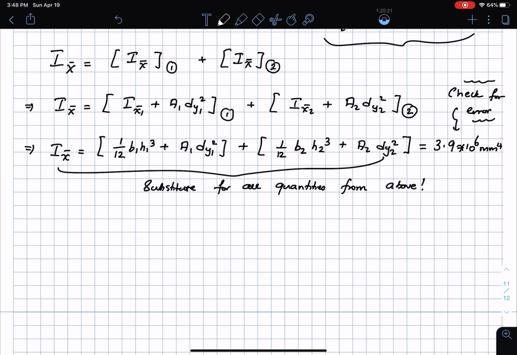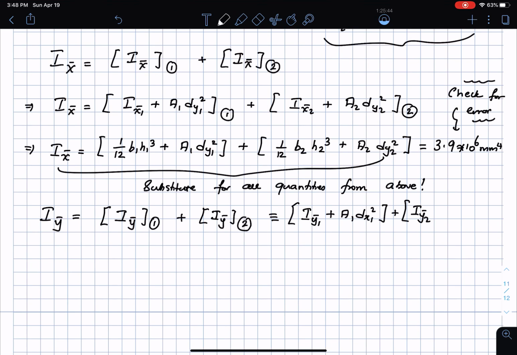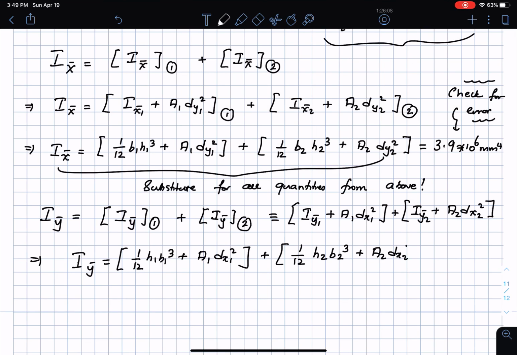Okay, then Iy bar likewise is going to be the following. Iy bar is going to be Iy bar for the first shape plus Iy bar for the second shape, which is going to be Iy1 bar plus A1 dx1 square, parallel axis theorem, plus Iy2 bar plus A2 times dx2 square. Or if I do the substitutions, Iy bar is going to be 1/12 h1 b1 cube plus A1 times dx1 square, plus 1/12 h2 b2 cube plus A2 dx2 square. Substitute from above numbers.